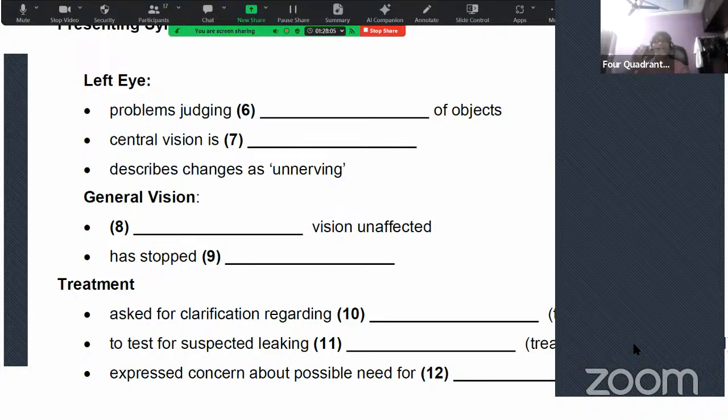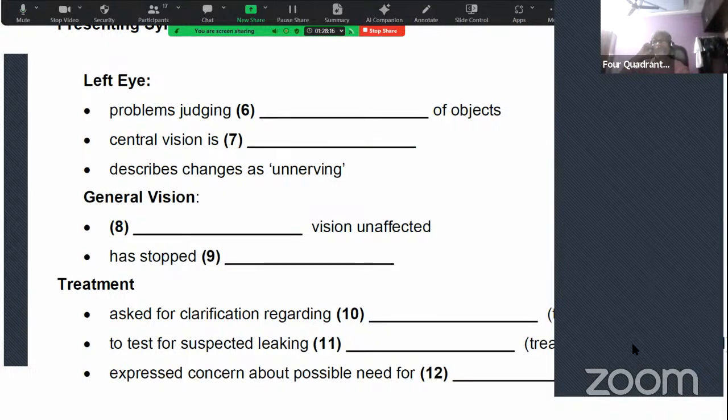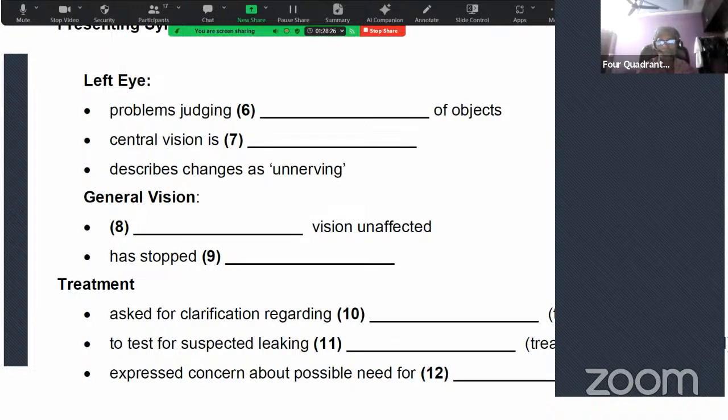Then next one. Has stopped consuming alcohol. Has stopped smoking. Ing form is a must here. Remember that one. Ing form: has stopped doing something. That's it. The next one is firecracker 10. Asked for clarification regarding dash.